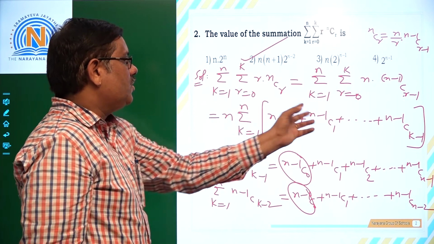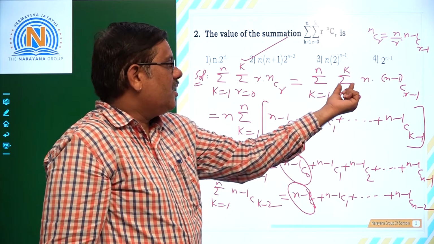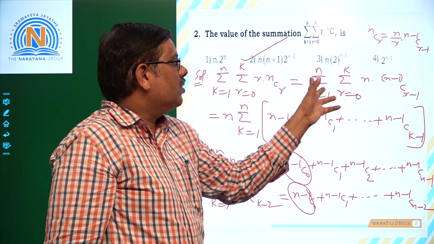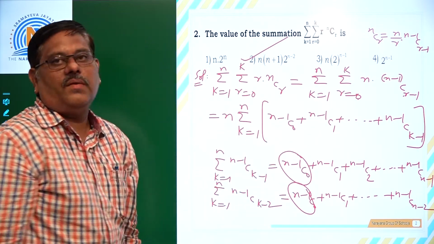So this is very, very crucial. Two sigma notations, and here both are not independent. This is not independent. K means k is 1 to n. Both are dependent, this is dependent on this. So we must be a little careful in solving this.